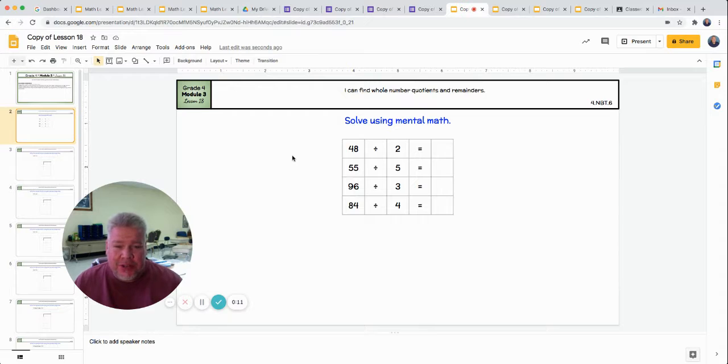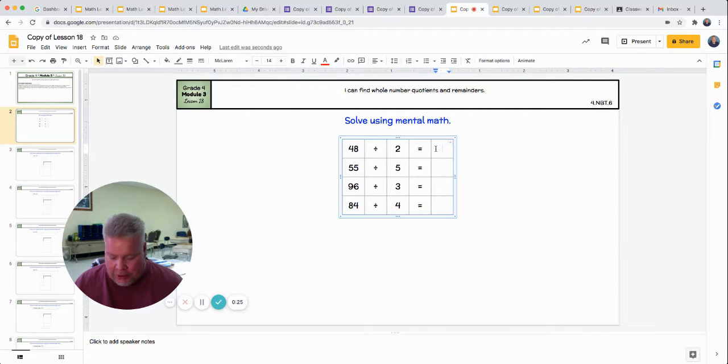Let's just do some mental math to get our brains warmed up first. Can you do these in your head? 48 divided by 2? Well, let's just take the tens place. 4 divided by 2 is what? 2. And the ones place, 8 divided by 2 is 4. 48 divided by 2 is 24. All these are going to go evenly with no remainder.